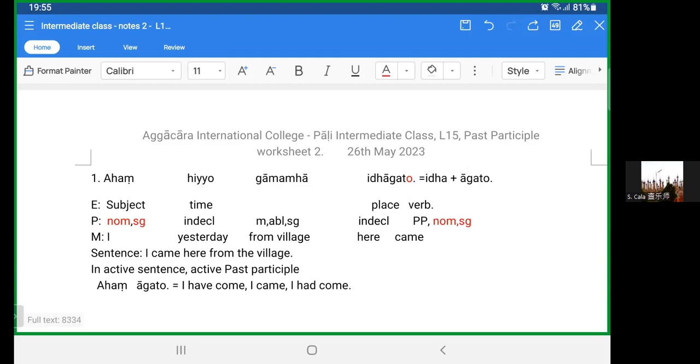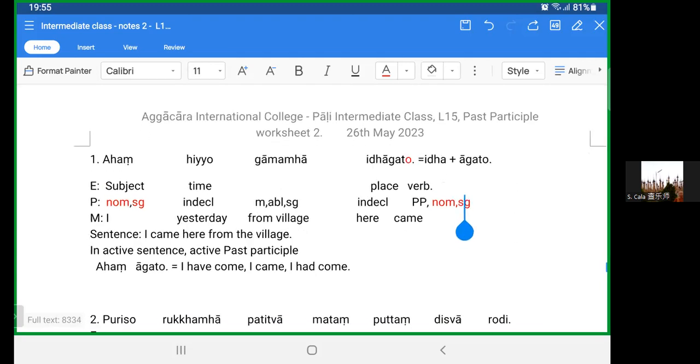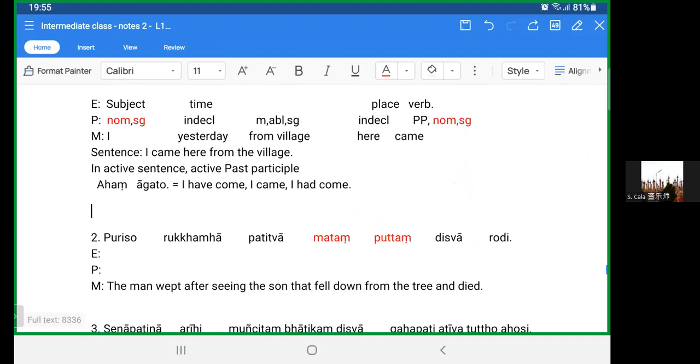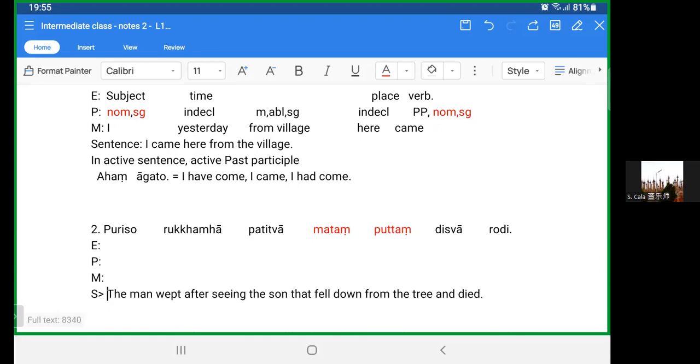Okay, understand? The main thing is subject, nominative singular. So agato, the agata becomes agato. It is also nominative singular, right? So this is the first thing. Now, this one is different. You find the past participle, this is the past participle. It modifies putam, all right? Okay. So let's do the meaning here. I think maybe I do it next week because this sentence is a little bit longer and needs more explanation. Okay, so I do it next week.